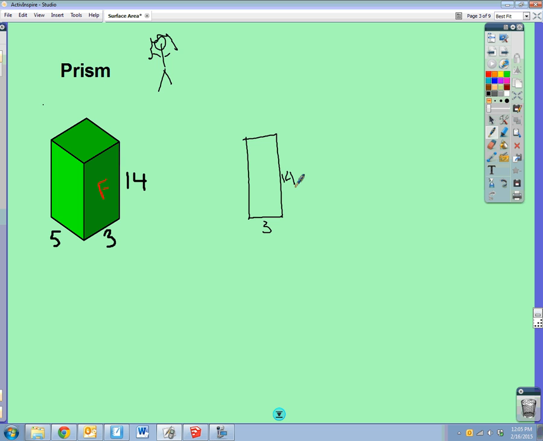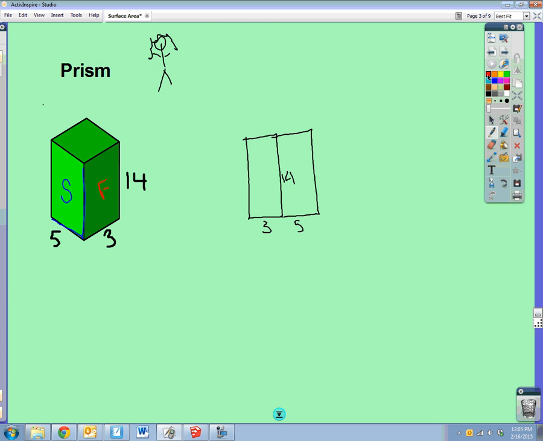Let's keep going around. I'm going to go clockwise. Now we've got a side of the box here. I'm just going to call that a side, which is a 5 by 14 rectangle. So I'm going to keep going here, and I've got a 5 by 14 rectangle. There we go. We'll just keep going around, clockwise.